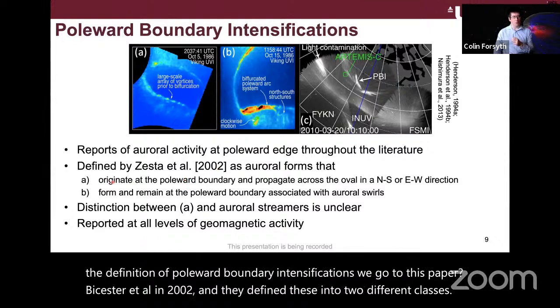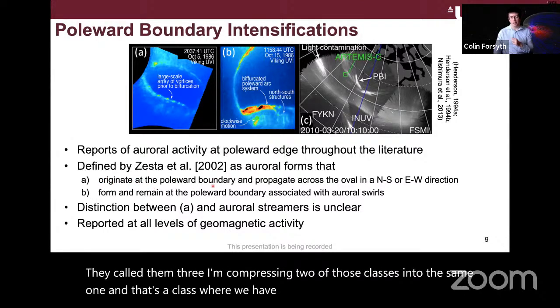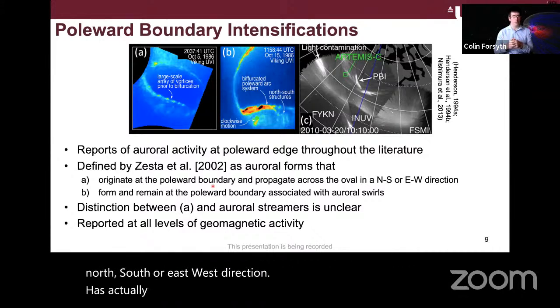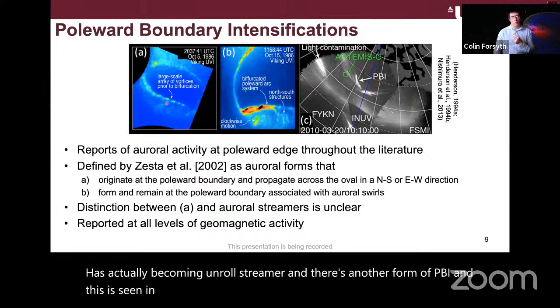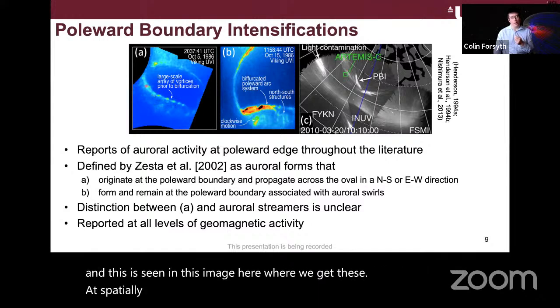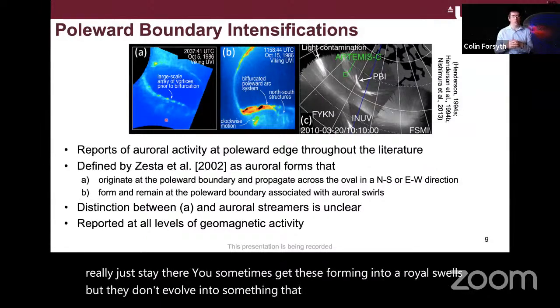Well, actually, they called them three. I'm compressing two of those classes into the same one, and that's a class where we have something which starts at the poleward boundary and then propagates across the auroral oval, either in a north-south or east-west direction, essentially becoming an auroral streamer. And there's another form of PBI, and this is sort of seen in this image here, where we get these spatially periodic brightenings along the edge of the auroral oval, and they really just stay there. You sometimes get these forming into auroral swirls, but they don't evolve into something that propagates across the auroral oval.